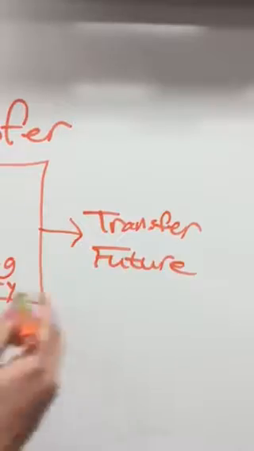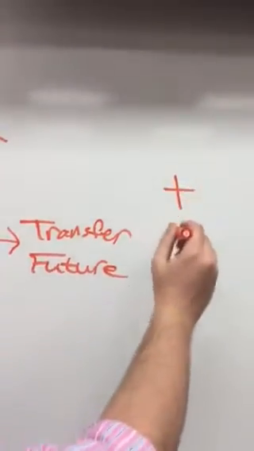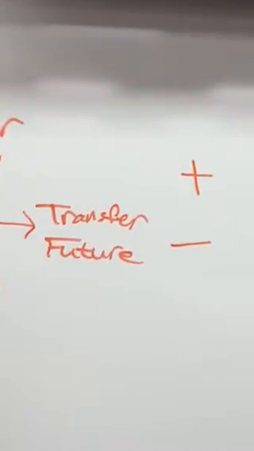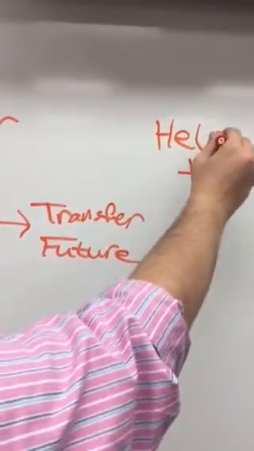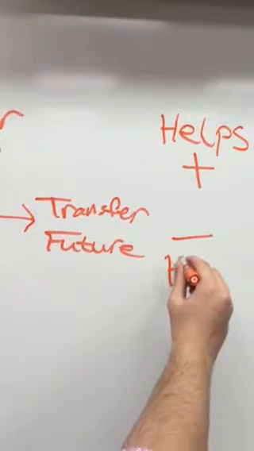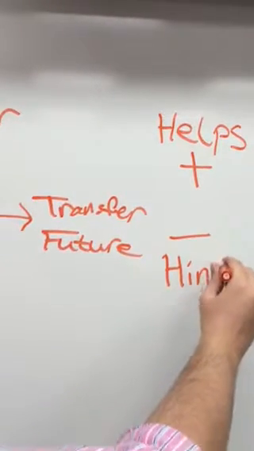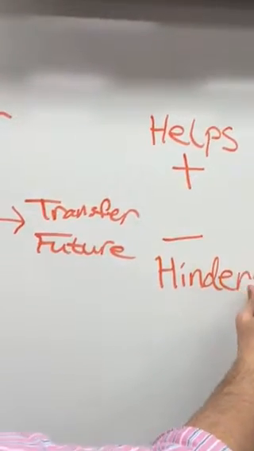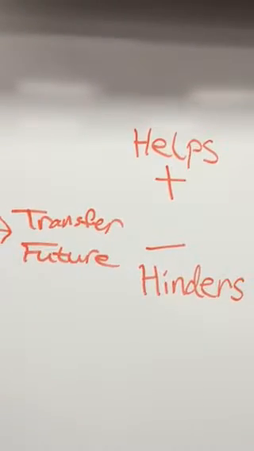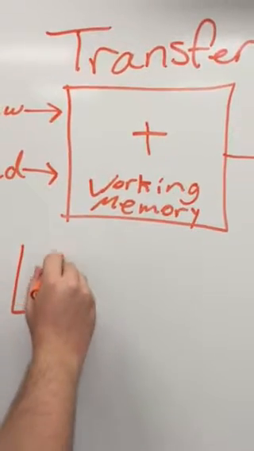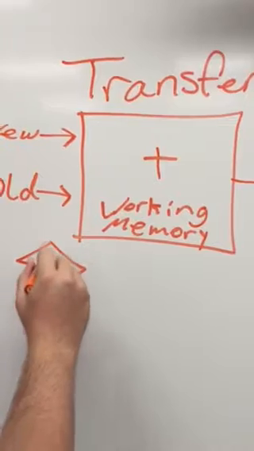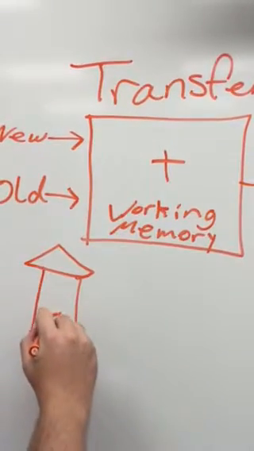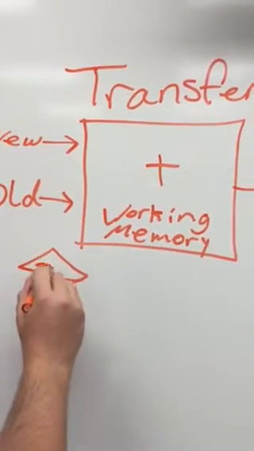So when we learn, we have either a positive or a negative experience. So a positive experience helps us in our future learning. However, a negative transfer will hinder us and make learning in the future more difficult. There are many different factors that can affect how we learn, but all of these factors fall under the environment that we establish with our students.